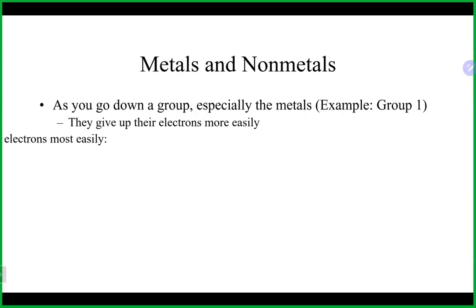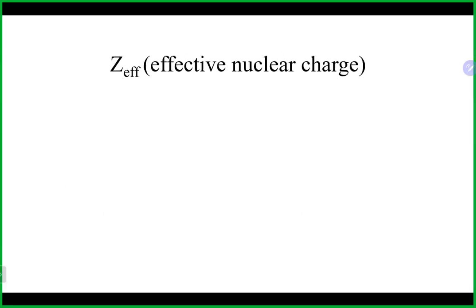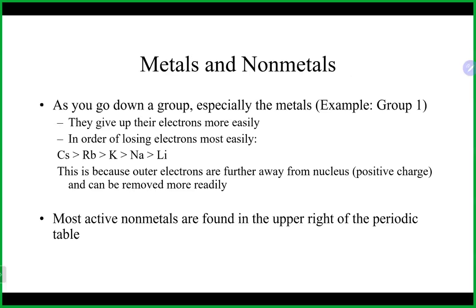So let's talk a little bit about metals and non-metals. Metals, as you go down a group, especially group 1, tend to give away their electrons a lot easier. And cesium, rubidium, potassium, sodium, and lithium, it increases as you go down the group. That's because those electrons are further away from the nucleus. They're not held as tightly, so they're easy to be given away.